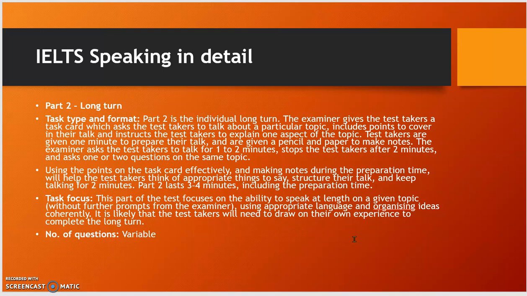IELTS speaking Part 2: the long turn. Task type and format. Part 2 is the individual long turn. The examiner gives the test taker a task card which asks the test taker to talk about a particular topic, includes points to cover in their talk, and instructs the test taker to explain one aspect of the topic.